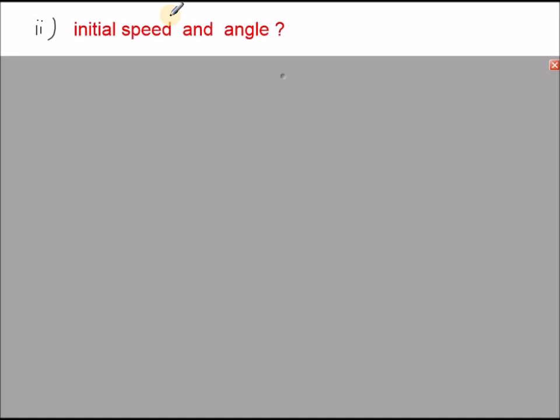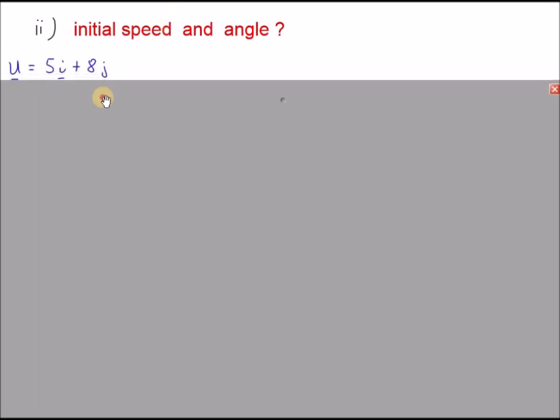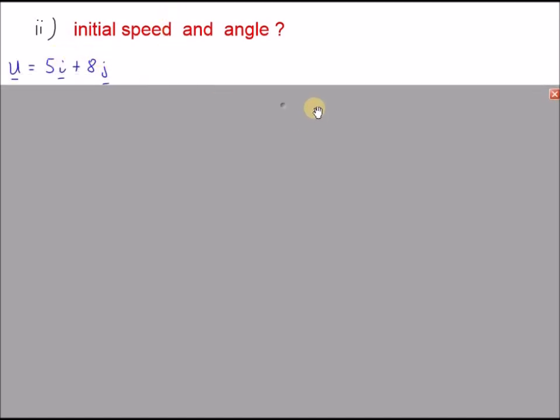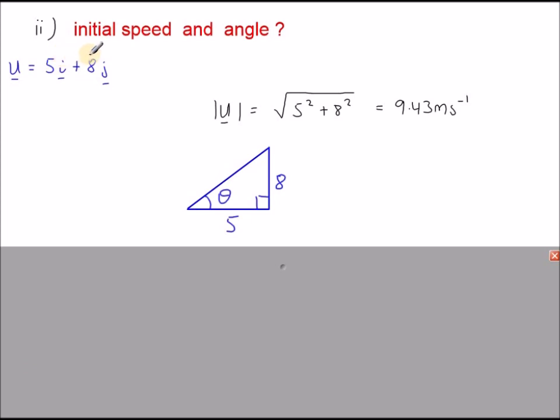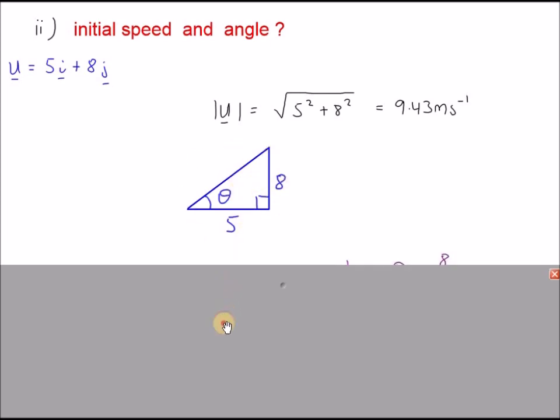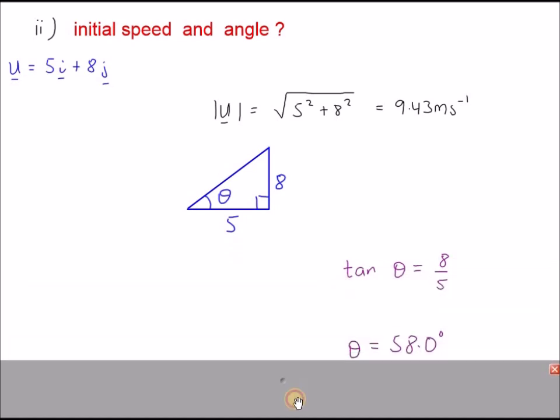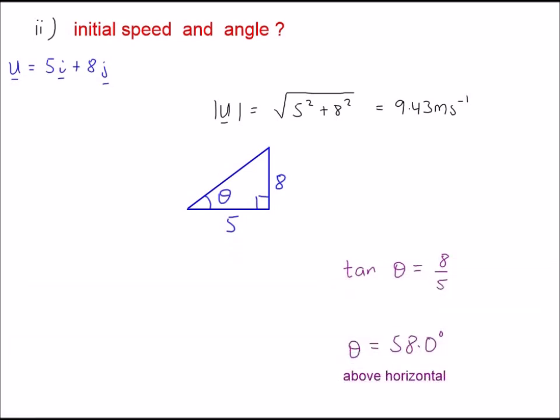We can work out the initial speed of the particle from the vector form using Pythagoras' theorem. So the magnitude of the velocity, or the speed of the particle, will be 9.43 meters per second. So we have 5i plus 8j. From the right angle triangle, tan theta is equal to 8 over 5. We can solve this to work out theta as 58 degrees above the horizontal.